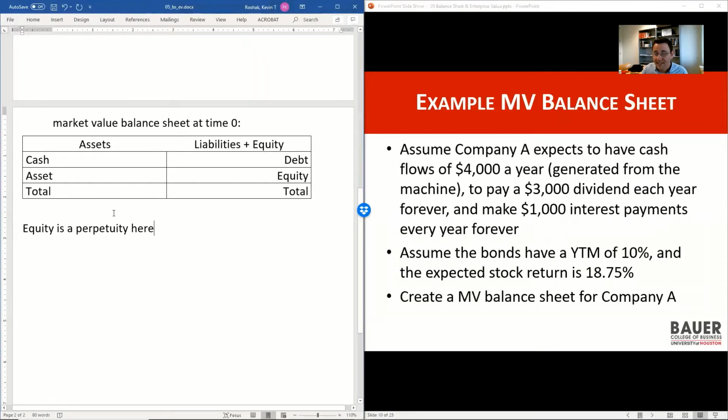And what should be the discount rate? Well, we said that the expected return is that discount rate, right? That's synonymous with the discount rate, with the opportunity cost of capital. We're using these things all synonymously in this course. So the expected return on the stock is 18.75%. That's going to be the discount rate.